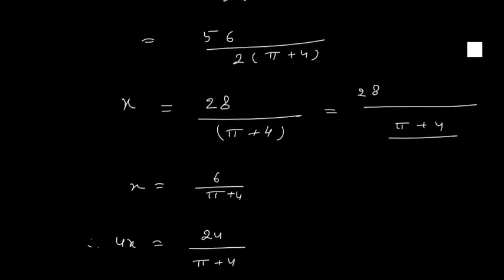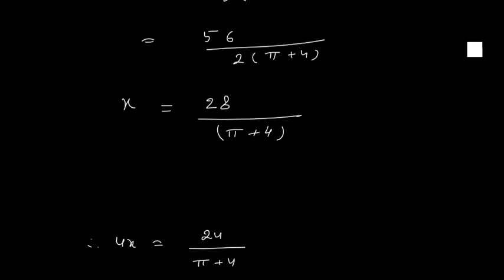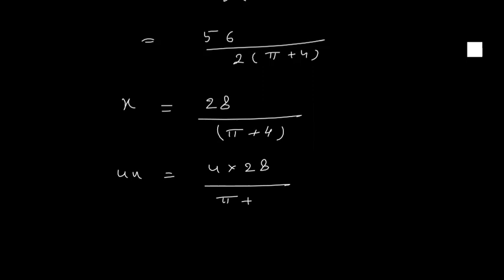So the value of x is 28 upon pi plus 4. This is the value of x. So the value of 4x, therefore I will say the value of 4x is equal to 4 into 28 upon pi plus 4, which is 4 times 28 is 112, so 112 upon pi plus 4. This is the value of 4x.